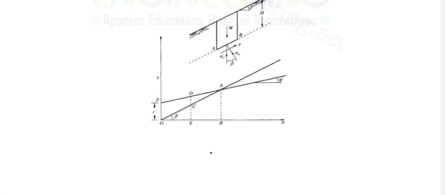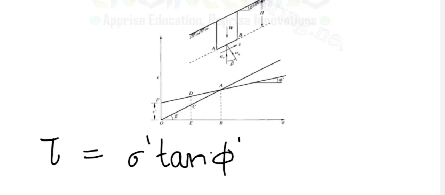Now consider the case of clay. Clay has cohesion as well. This cohesion will provide strength to the slope. So in this diagram, as you can see, we can have the Mohr-Coulomb equation as sigma dash tan phi dash plus c dash, where c dash is the effective cohesion. In the graph we can see the line representing this equation, this one. Its slope is phi dash only.